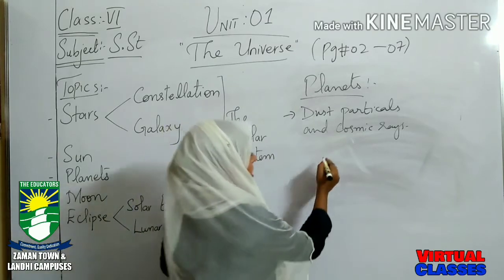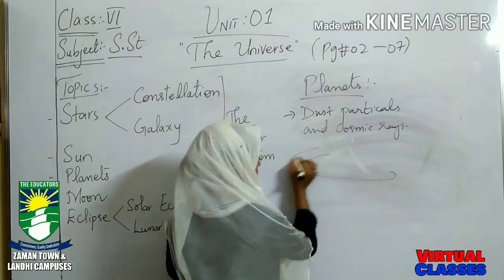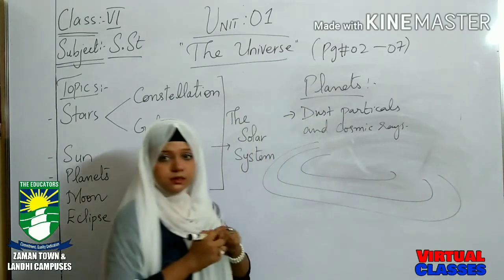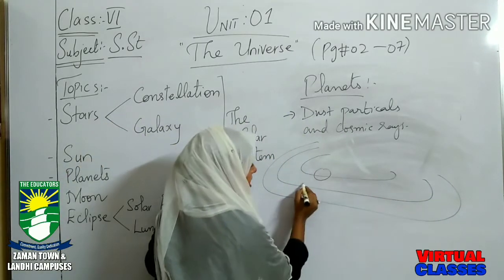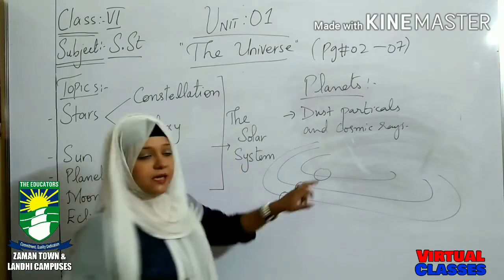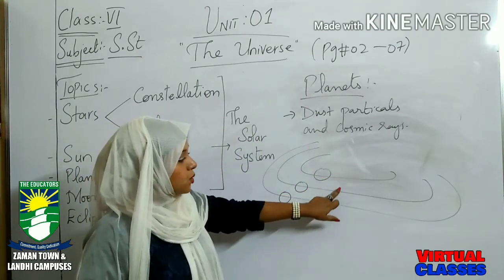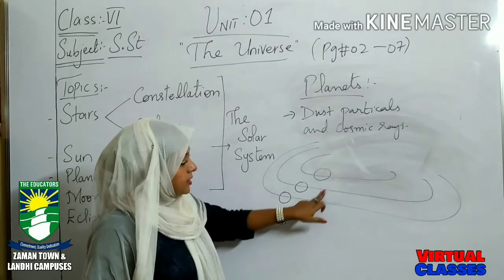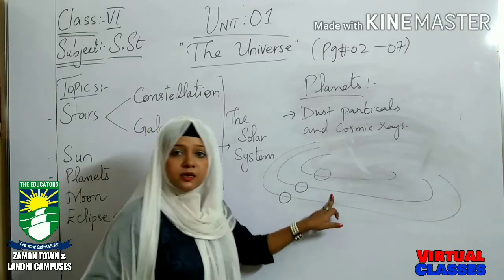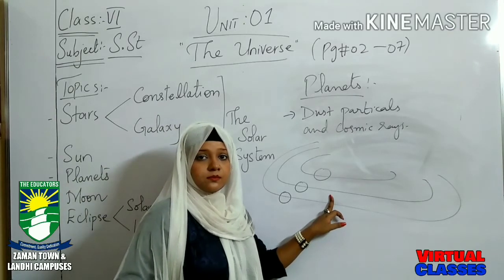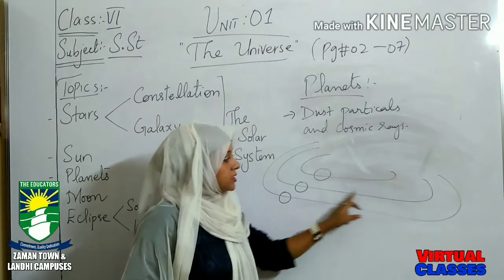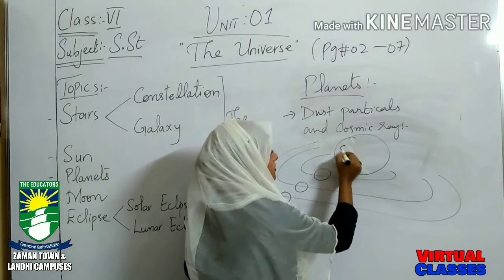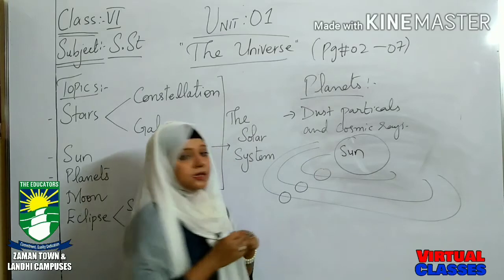And they have their orbit, meaning they have a circular path. Every planet has its own orbit, meaning every planet has its own path. Nobody can interrupt the path of another planet. And all the planets are continuously moving in their circular path around the massive mass, that is the Sun.